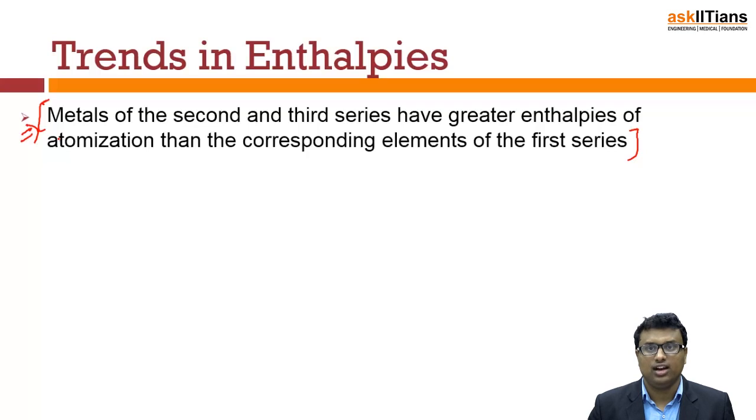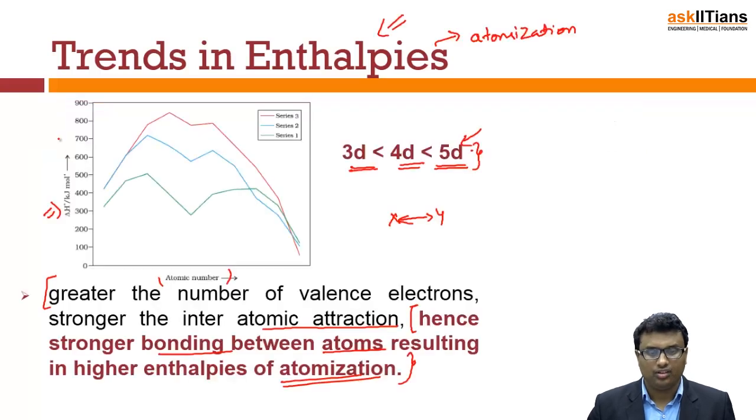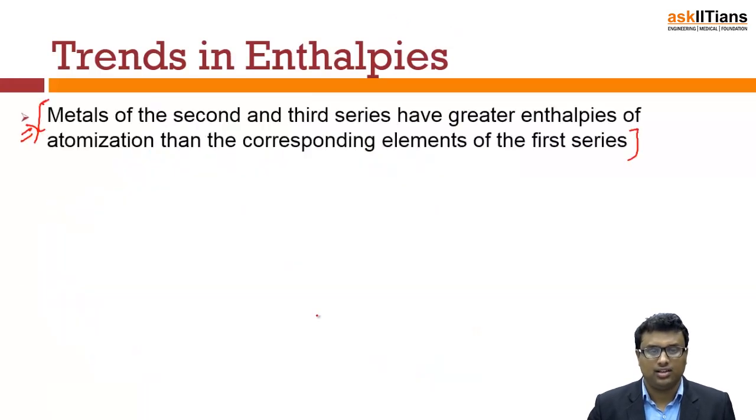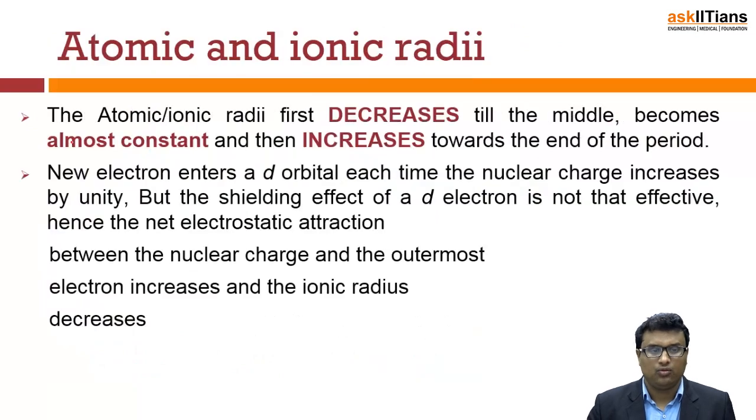Why? Again, you know that in the second and third series the number of shells is increasing. As the number of shells increases, the interatomic attraction is stronger, and hence the enthalpy of atomization is greater. Now the new electron which enters the d orbital each time, the nuclear charge also increases by unity. But very important is this.